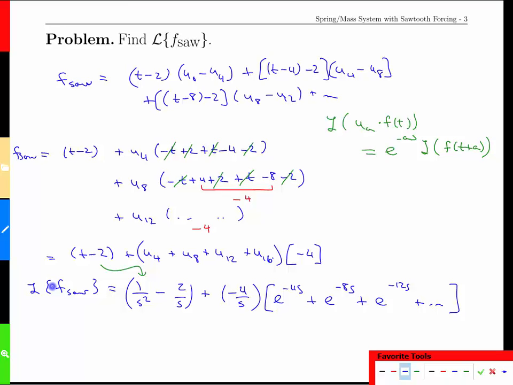Our next step is going to be to see how this affects the solution to the actual differential equation. How does the spring respond when we apply this sawtooth force function?